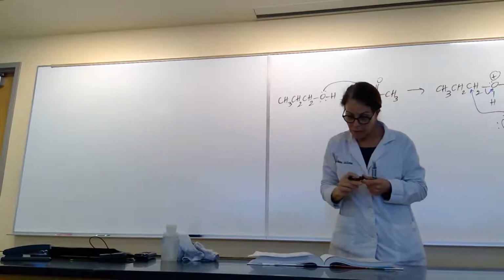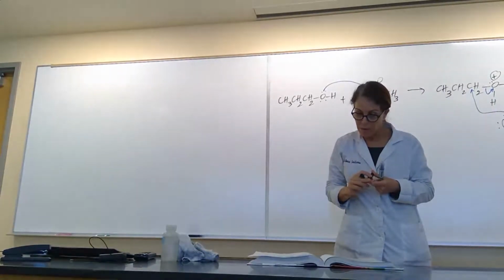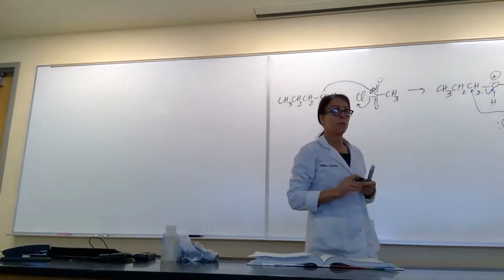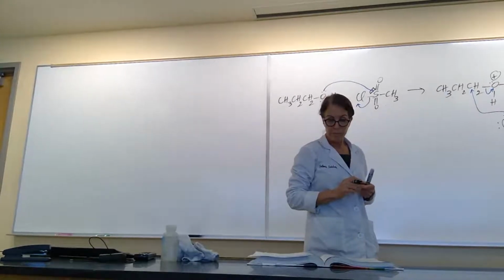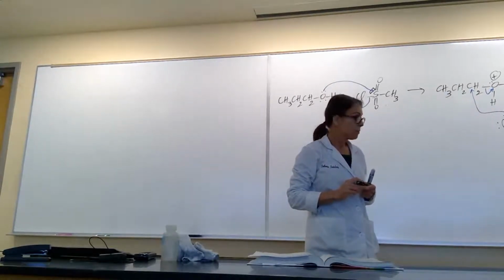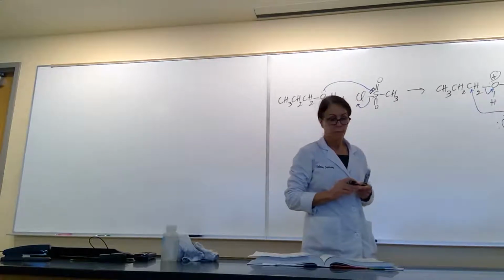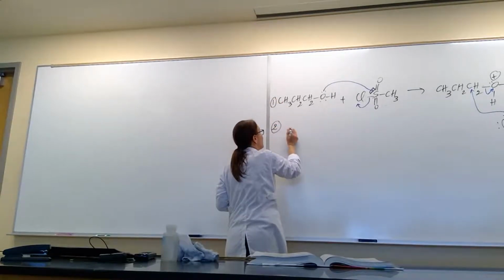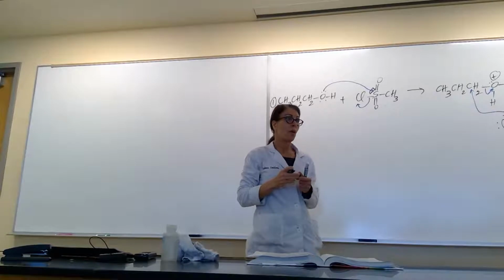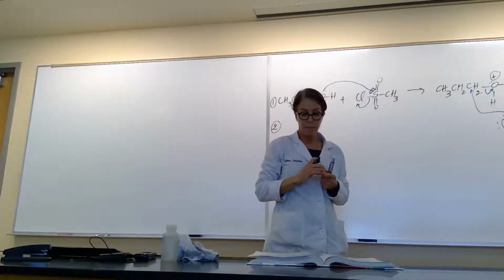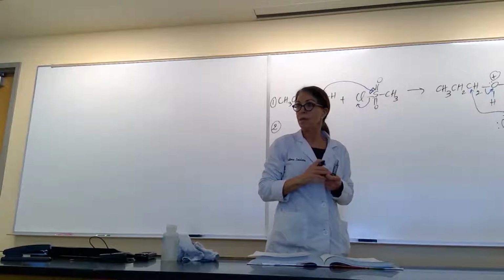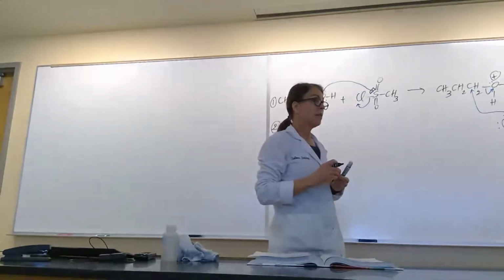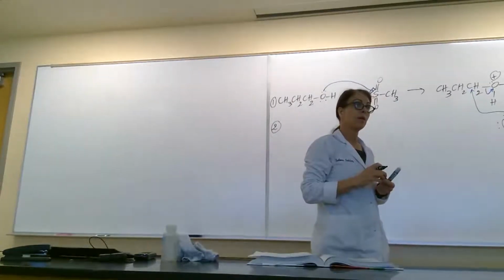Then the second step, it says CH3CO minus. What does that mean? This is step one. Step two, they add CH3CO minus. Do you see that or not? So what kind of compound is that? The base. So what is it going to react with?